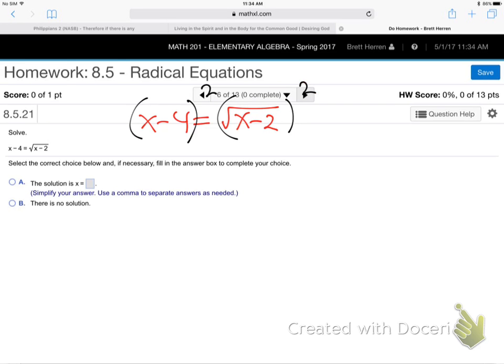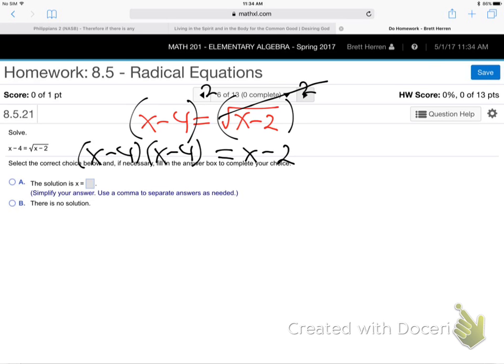And now, how does a root and a 2 power interact? They cancel, don't they? They cancel each other. So that's just a regular x minus 2 over there. Are we good? What happens on the other side? Well, you gotta write 2 of them, like that.